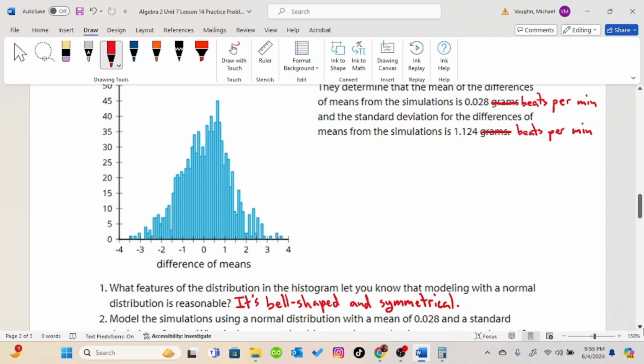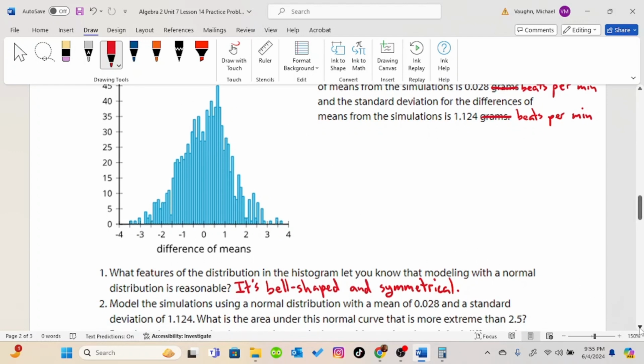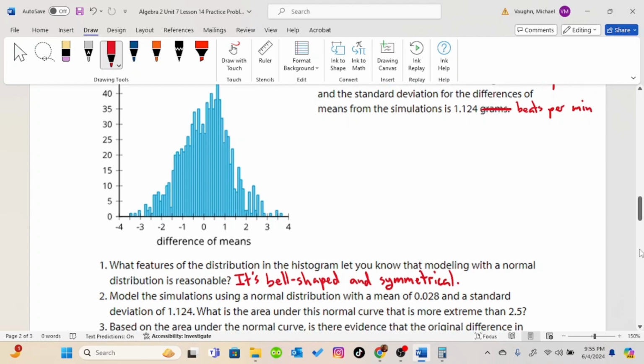Question 2. Model the simulations using a normal distribution with a mean of 0.028 and a standard deviation of 1.124. What is the area under this normal curve that is more extreme than 2.5?